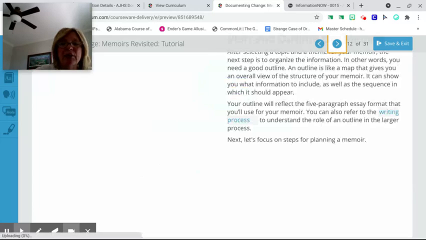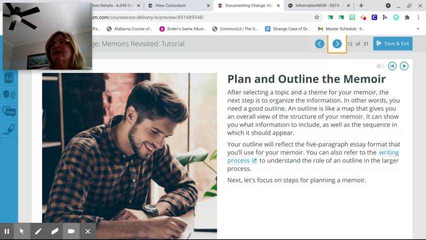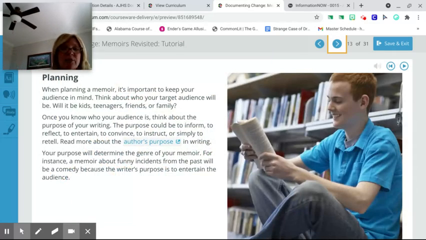Okay, so now you're going to outline it, plan it out. After you've selected the topic and theme, the next step is to organize the information. In other words, you need a good outline. An outline is like your roadmap. It is going to reflect the 5-paragraph essay process, and you can also refer to this hyperlink here, writing process, to understand the role of an outline in the larger process. So let's look at the steps on planning your memoir.